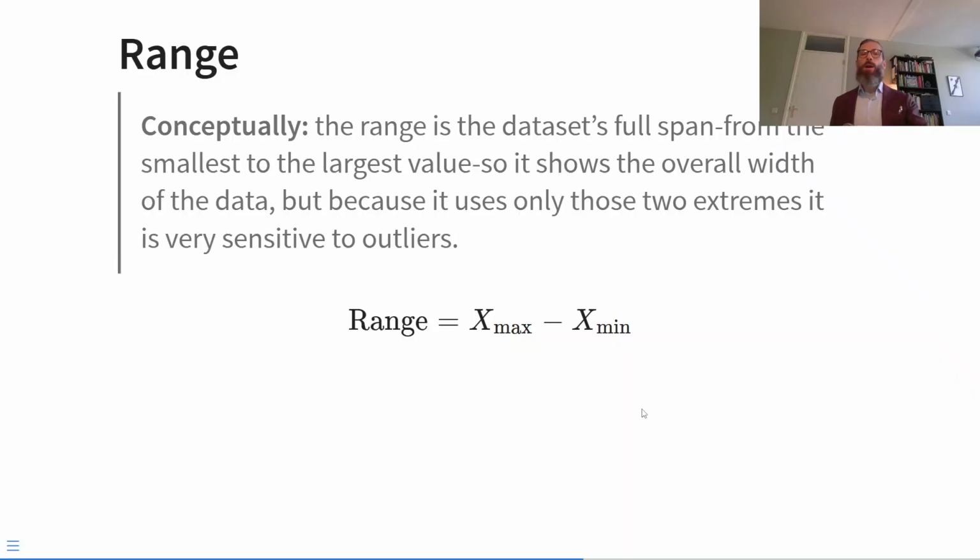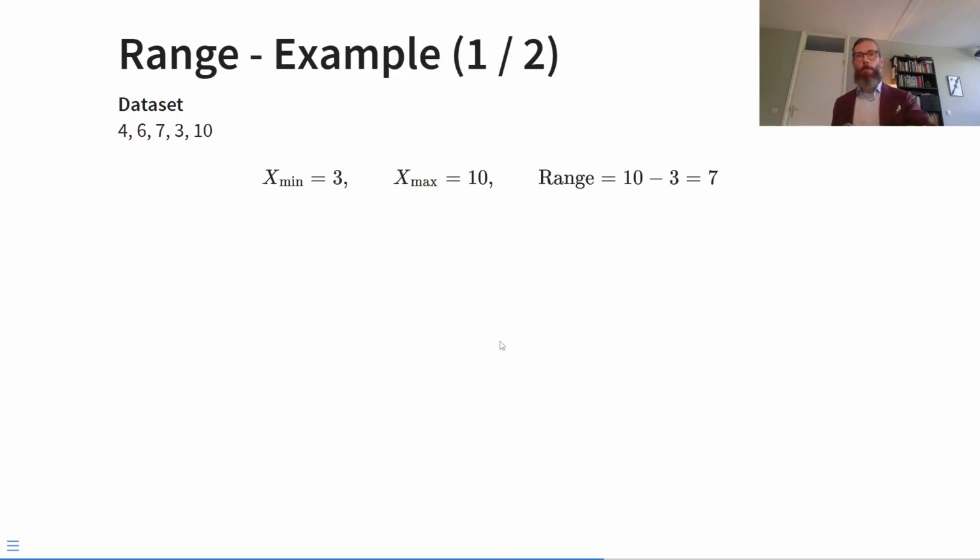But the problem is that it's fully determined by the score of the individual with the lowest value and the individual with the highest value. And because of this, it's extremely sensitive to outliers and not sensitive to the values of any other observations in my dataset. You can compute the range by subtracting the minimum score of x from the maximum score of x.